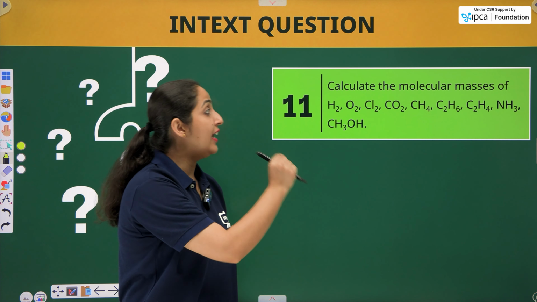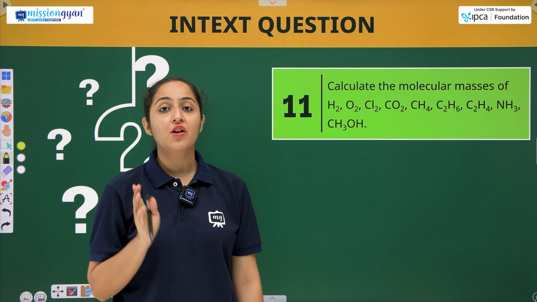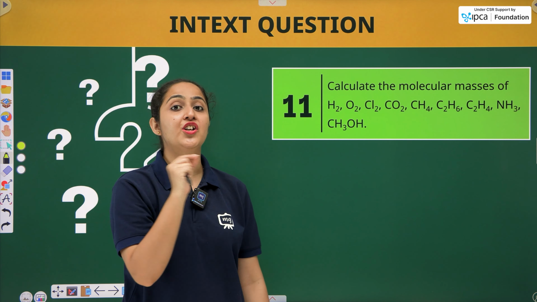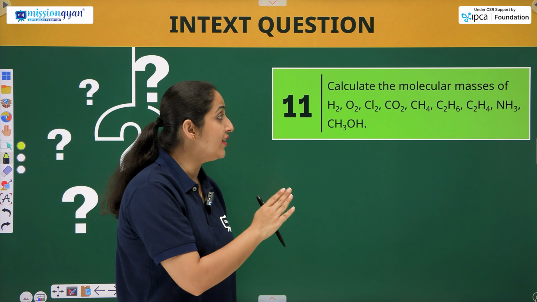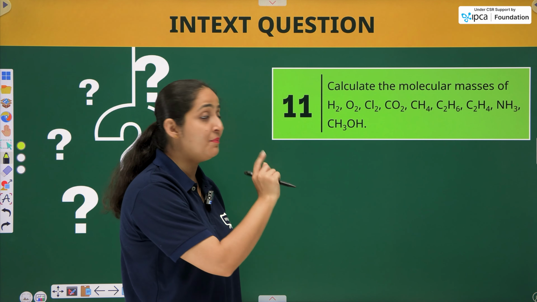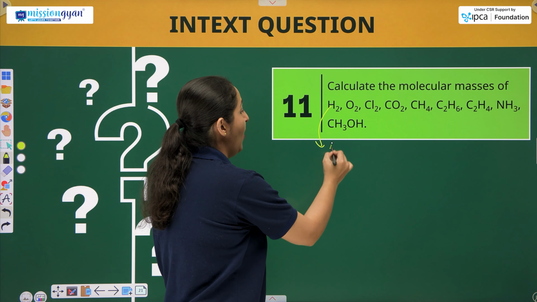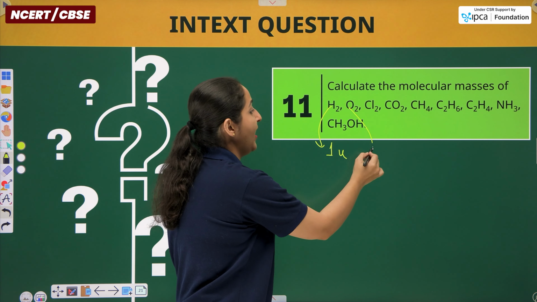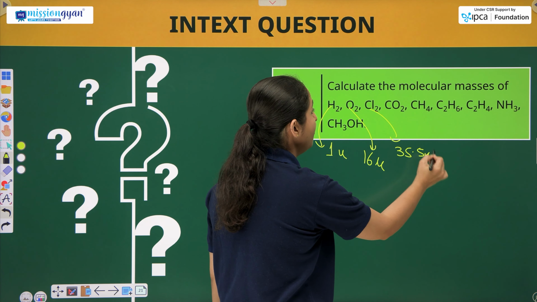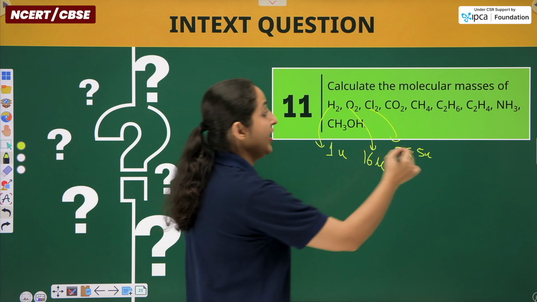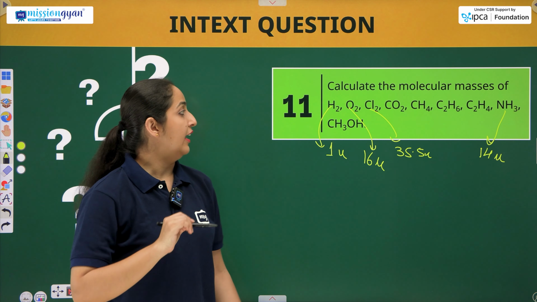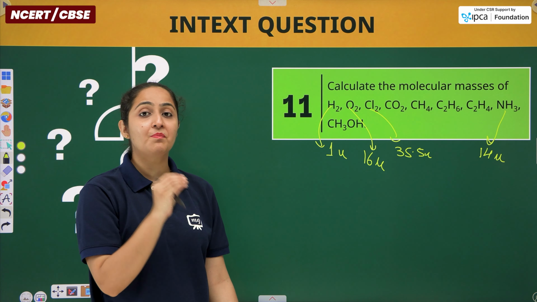Let's see now. Calculate the molecular masses. Now, students, molecular masses, how do we calculate? We calculate the individual atomic masses. Alright, so for that you need to know the atomic masses of these simple elements. Hydrogen 1U, okay. Oxygen we have 16U. Chlorine we have 35.5U. Nitrogen is 14U. I think rest are repeating. So these are the simplest of elements.